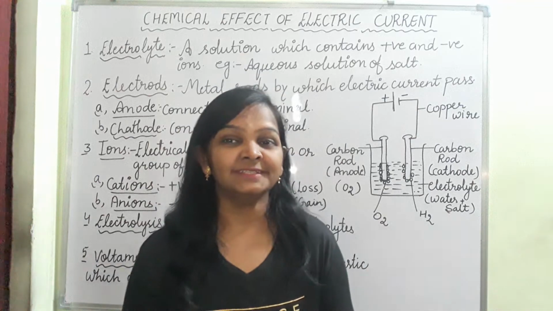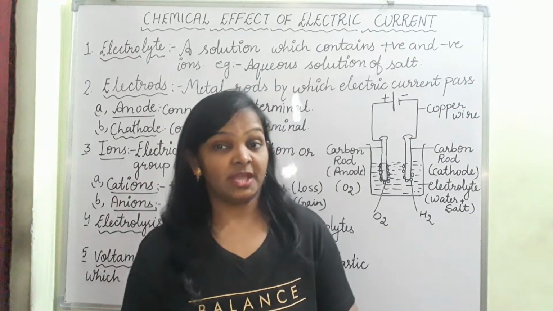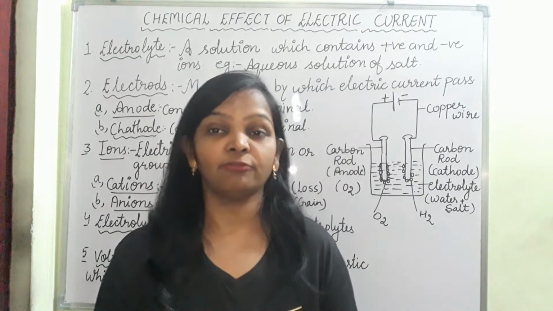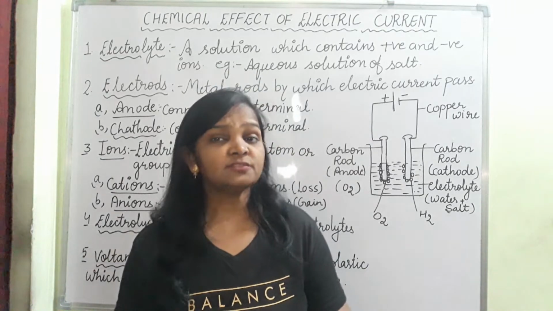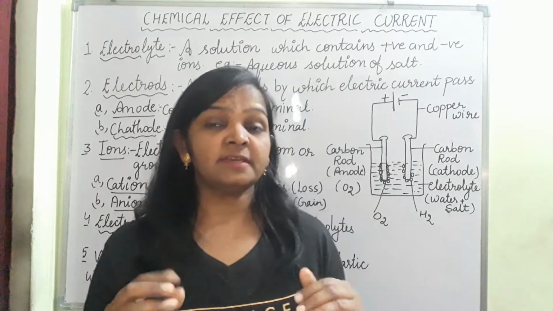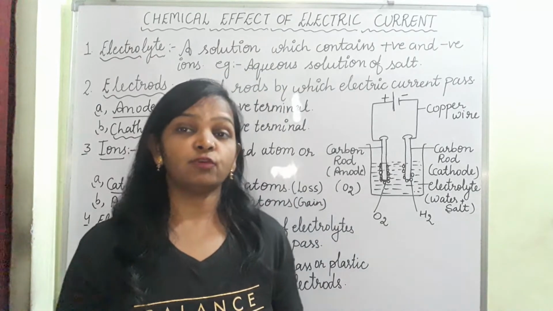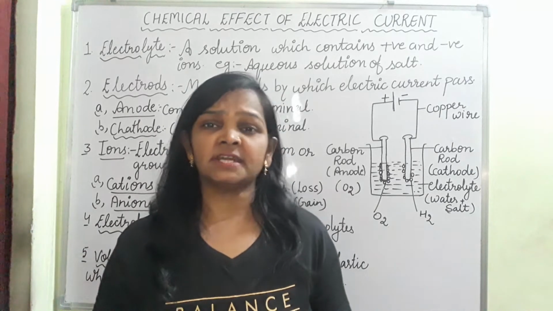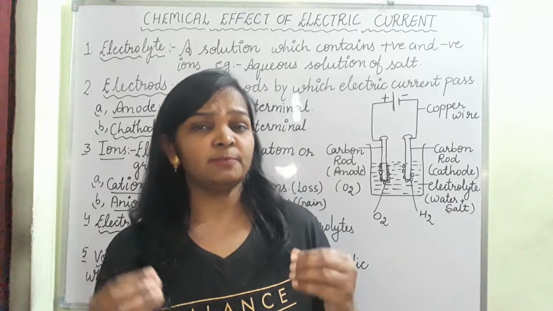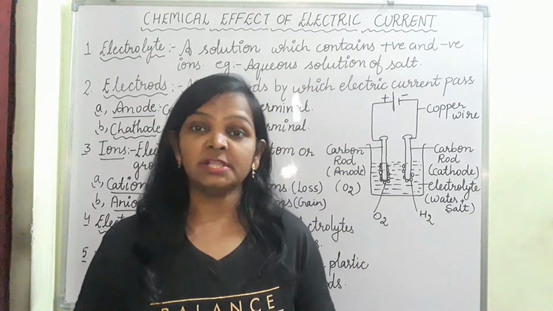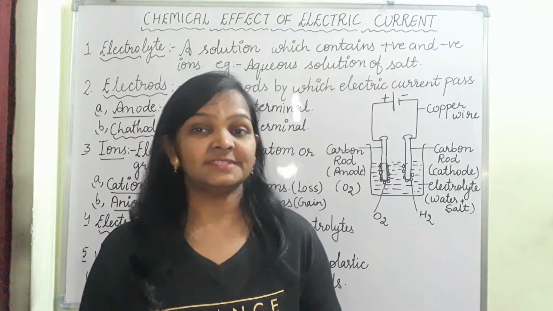Hello everyone. Today I am here with my new topic, that is chemical effect of electric current. In this topic, we will study some important terms. The first important term is electrolyte. Electrolyte is a kind of solution which contains positive and negative ions, and the example is aqueous solution of salt.